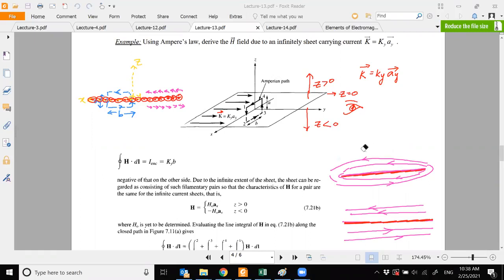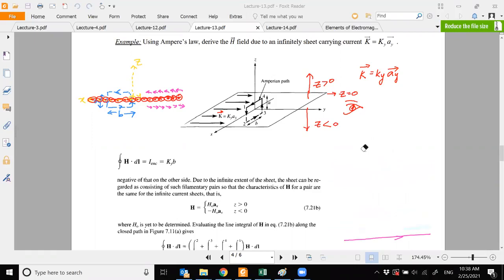Okay? So with this information, what we get is that our magnetic field is made up of only one component, which is the X component. In this region, which is Z greater than 0, and in this region, which is Z less than 0. So in this region, the magnetic field is going in this direction. Therefore, it is along the direction of X.